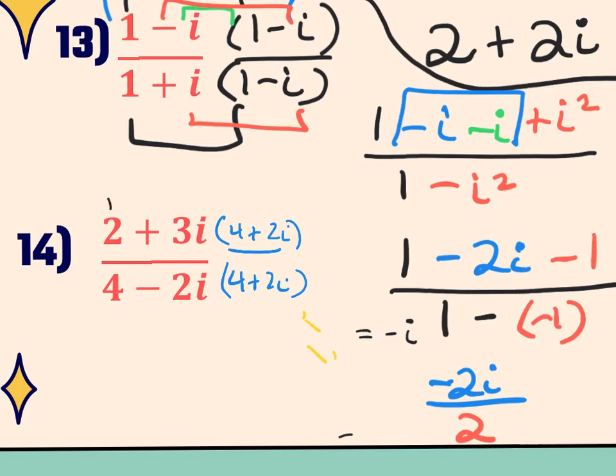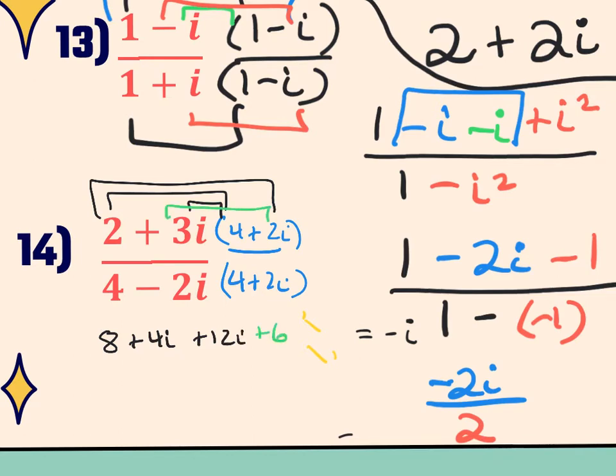So I'm going to do first, 2 times 4 is 8. Outside gives me 4i. Inside gives me 12i. And then last gives me 6i squared. And now I'm going to do the shortcut on the bottom. I'm just going to do first and last. So 4 times 4 is 16. And negative 2i times positive 2i is negative 4i squared.